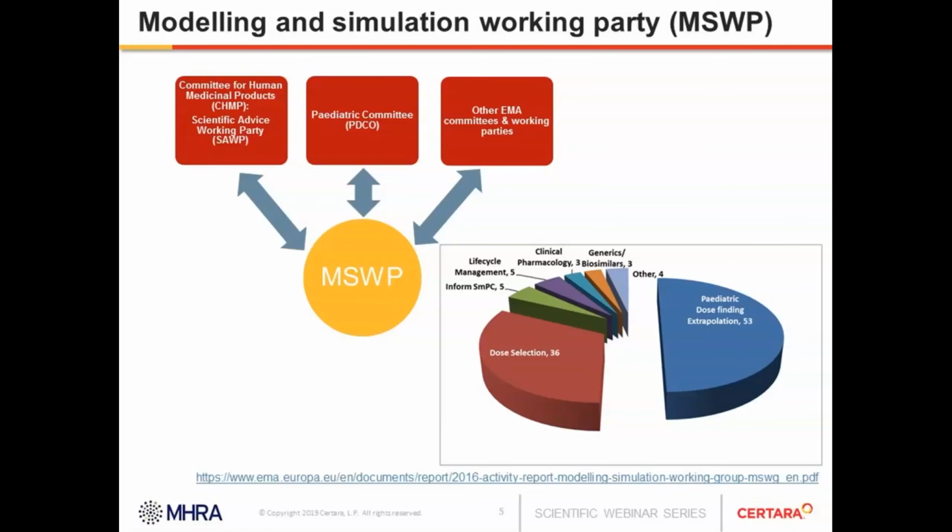As you can see from the pie chart, a significant amount of the work that the MSWP does is related to dosing, with approximately 1/3 of this looking at dose selection, and this is primarily in adults, and approximately half of this is related to pediatrics and looking at dose finding and extrapolation.